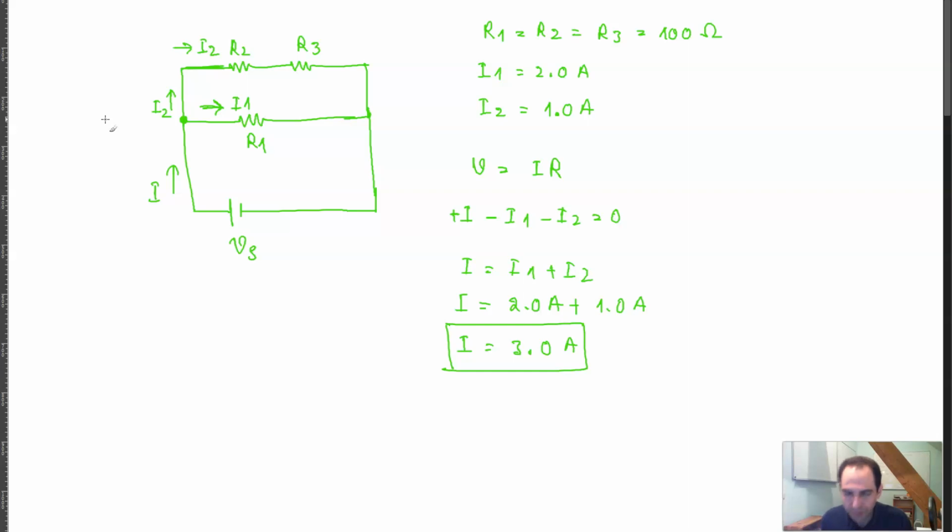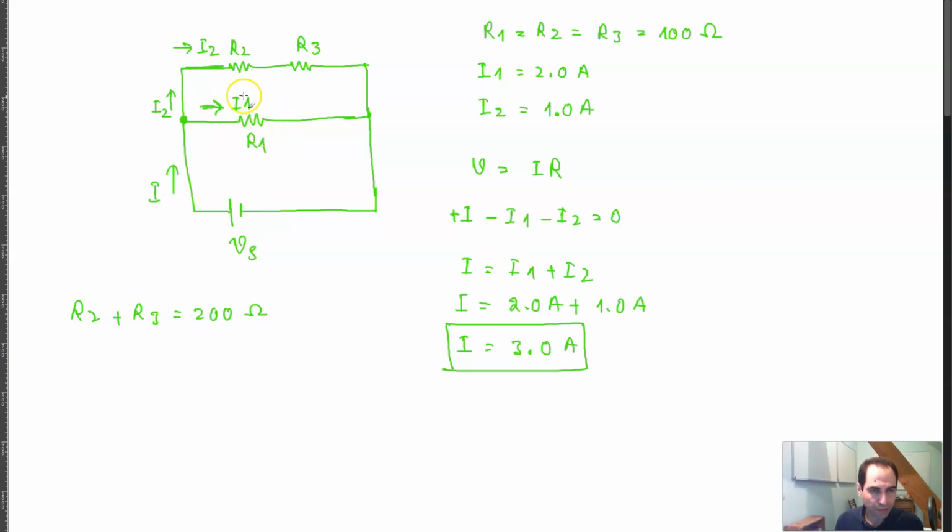Okay, so basically now we know that 3 amps of current is going through the circuit. To calculate the equivalent resistance, R2 and R3 are in series, so you have 100 plus 100, which is 200 ohms, right? So R2 plus R3 is equal to 200 ohms.